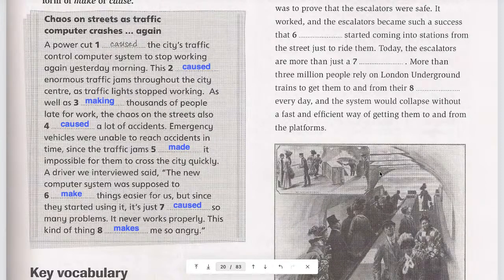Okay? Now, why do you know that is the case here?